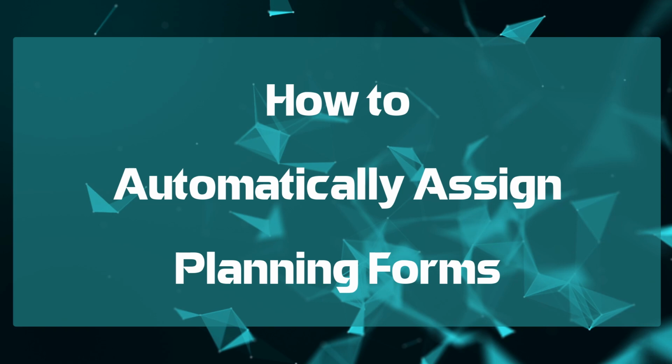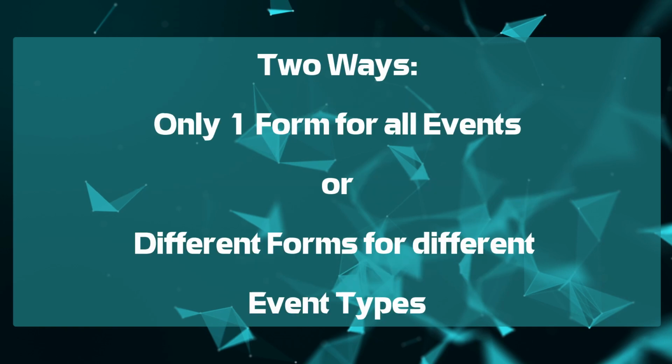In this video, we're going to show you how to automatically assign planning forms to an event when it's added into the system. There are two ways: if you have only one planning form that you assign to all of your events, or if you have different planning forms for different event types. We're going to walk you through and show you how to do both. So let's get started.